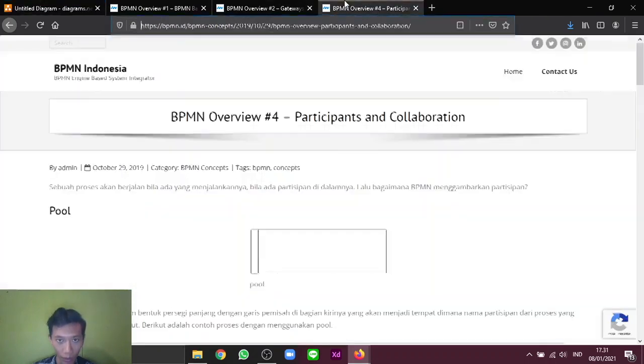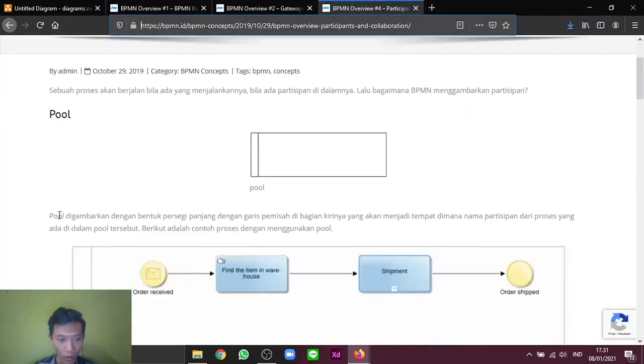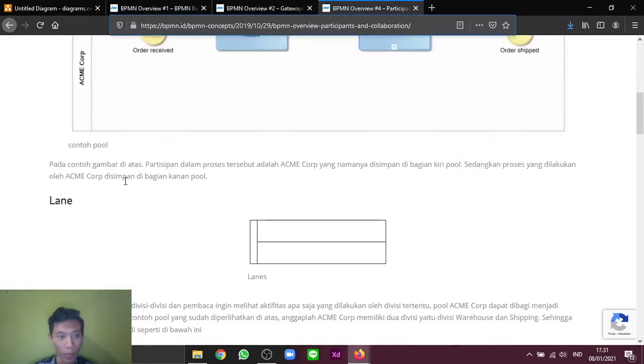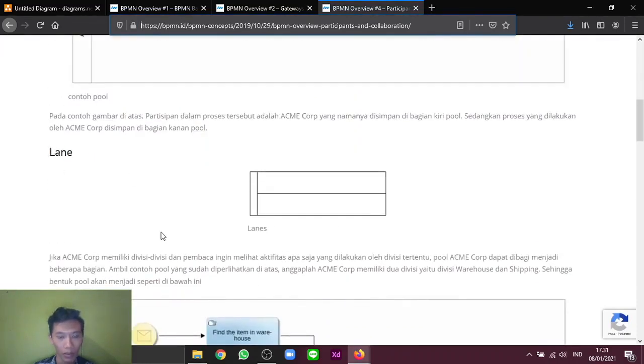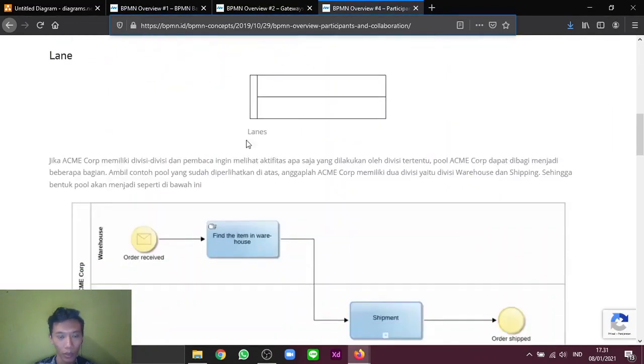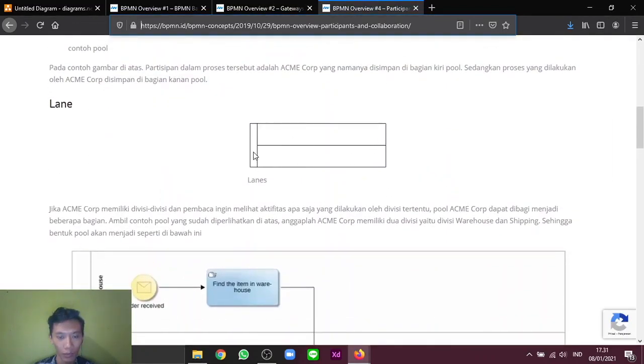Next, pool and lane. A pool is pictured as a rectangle with a line separator on the left. This function is to give the name of the participant. And next, a lane. A lane is the same as a pool, but in the middle it has a defining line to give a division in the pool.